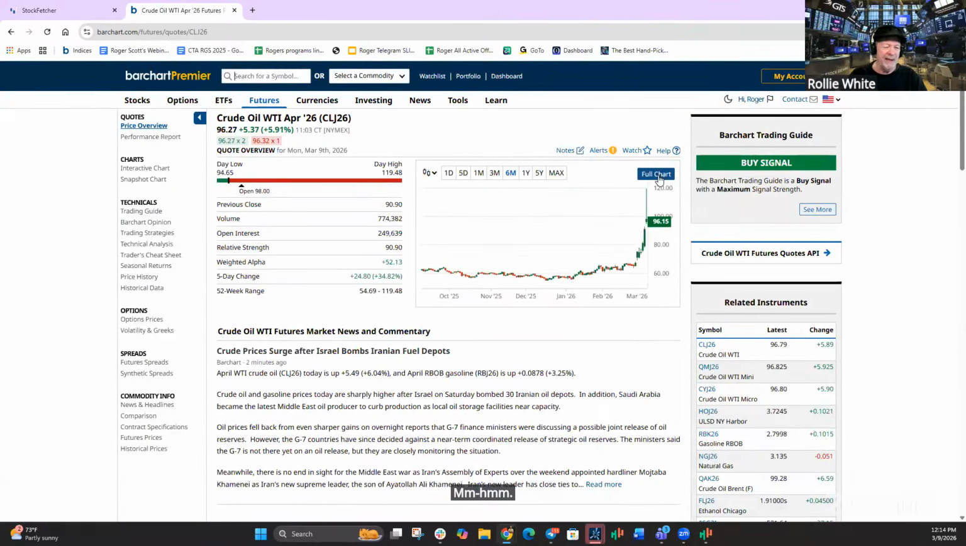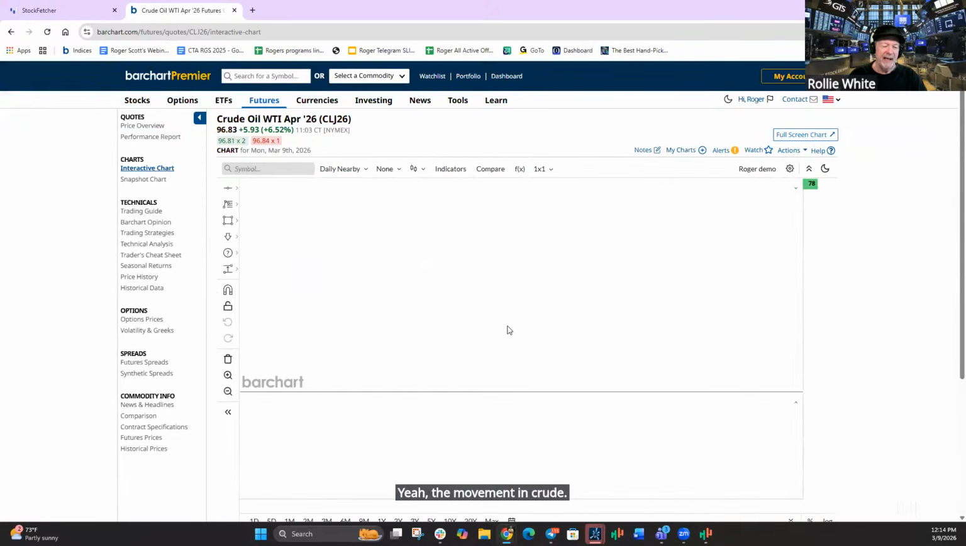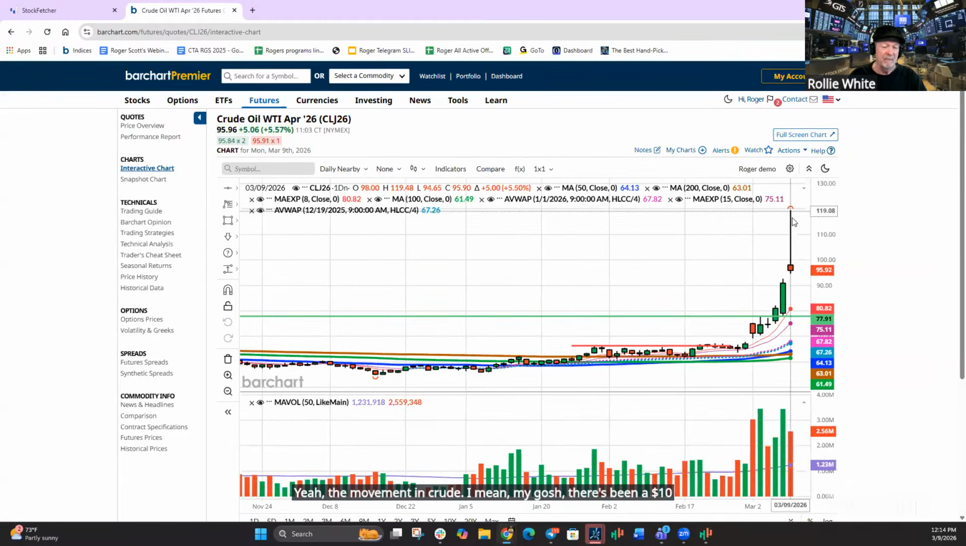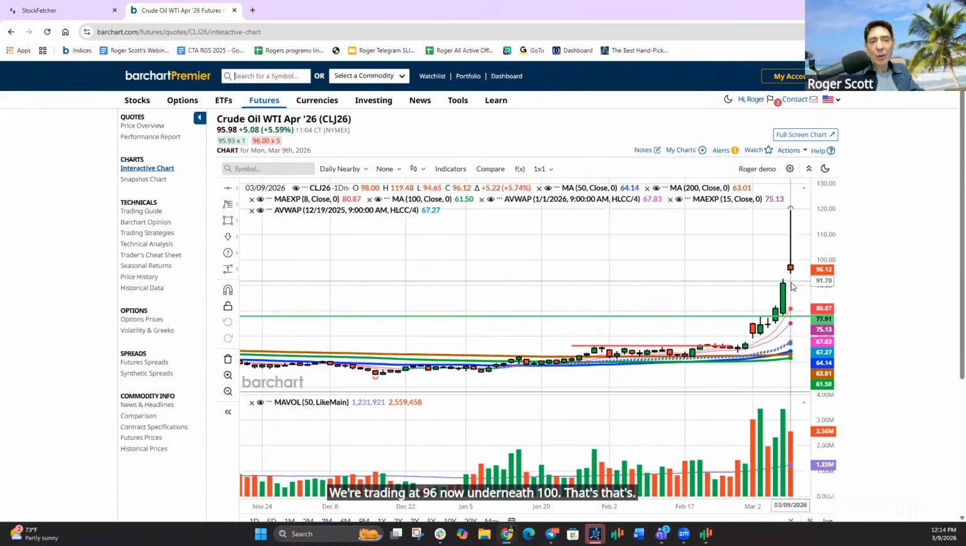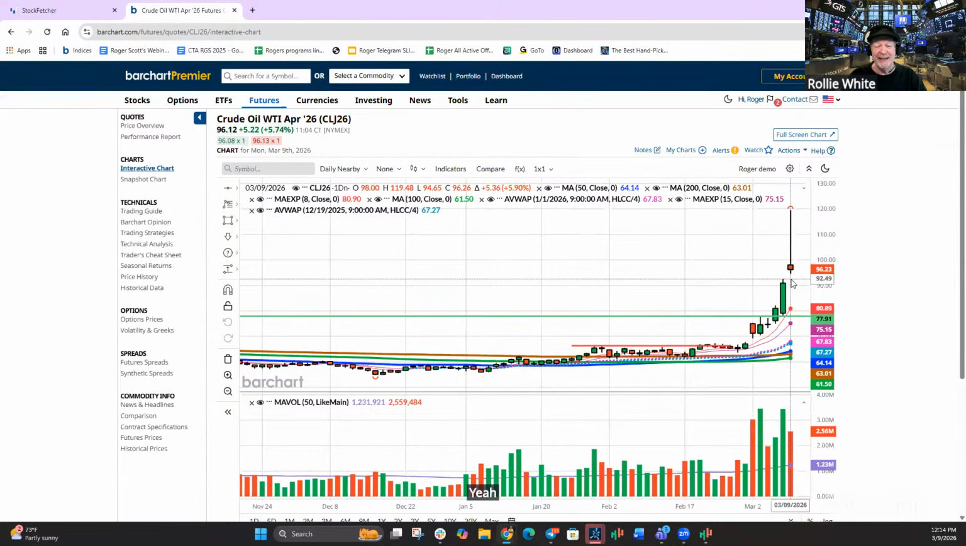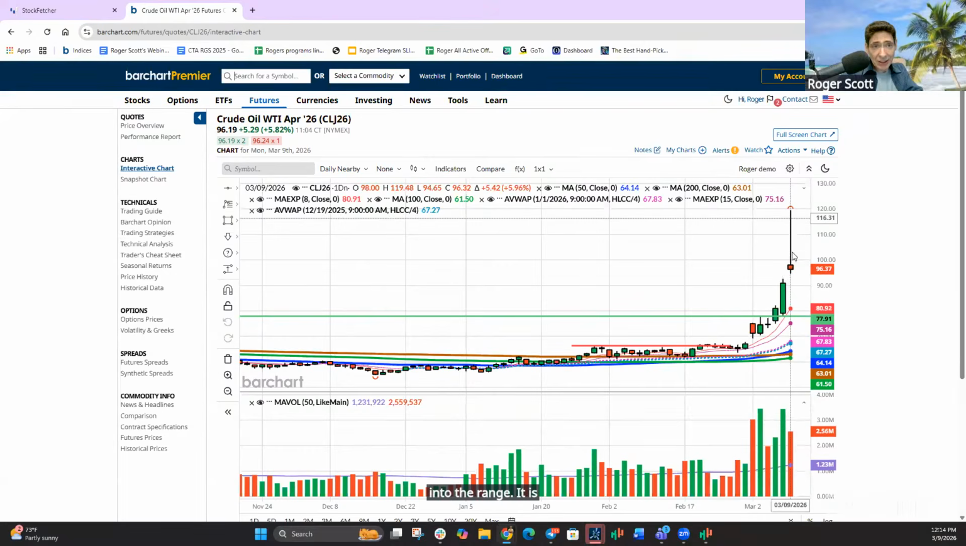The movement in crude, my gosh, there's been a $10 move. We're trading at 96 now, underneath 100. That's what we need to see, we need to go down here into the range and head in that direction. Yep, it is.